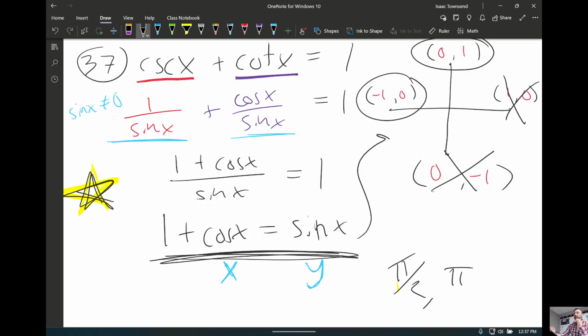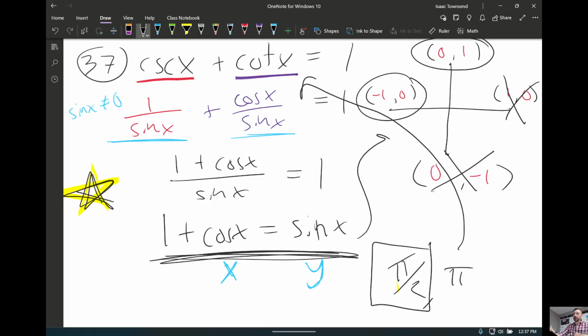So really, to be fully correct on this question, we need to plug this in to the original problem. 1 over sine of pi over 2 would be 1, plus cosine of pi over 2 over sine of pi over 2 would be 0 over 1. So I get 1 plus 0 equals 1. That works. But when you try to plug in pi, pi makes this work, it's not going to make that work.